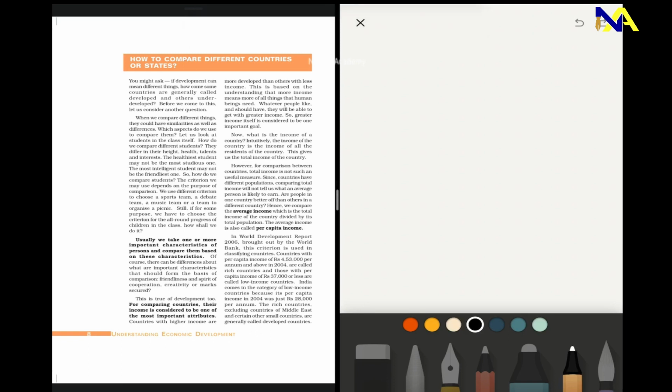So if you remember, we talked about the basic meaning of development last class, what development means, and how development for one might not be development for other as well. Then we talked about income, average income, and how income can be used to measure development. Understand? So today's class, see this topic on my left, how to compare different countries or states. Let's start with it.